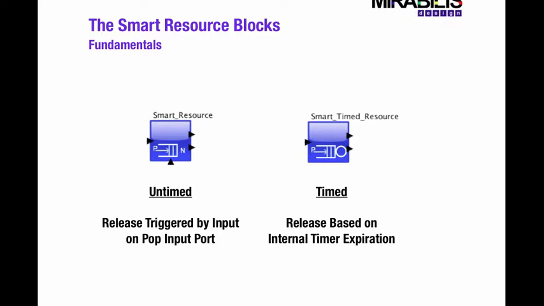And the release of the head of the queue is triggered by an input on the POP input port at the lower or the bottom of the Smart Resource. The category of Smart Resource on the right is timed, which means that the release of the head of the queue is based upon an internal timer expiring for the head of the queue.